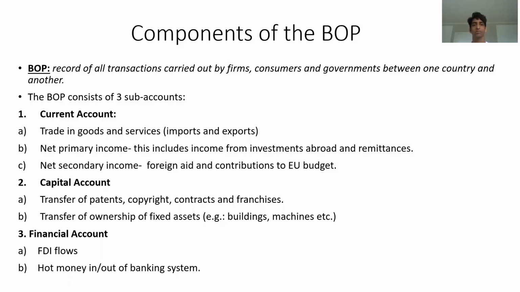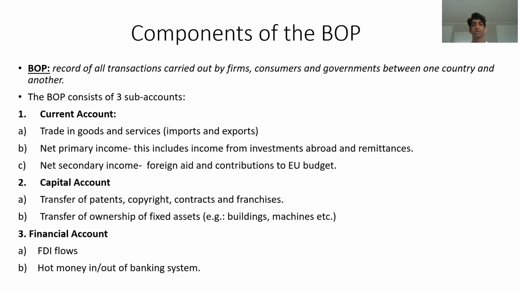Next, it also includes the primary income. So that's basically your income that you get from investments abroad, as well as remittances received. So if you were to receive a remittance from somebody abroad into the UK, that would be an inflow into the UK's current account. In addition, let's say you're a British investor and you have investments in, let's say, Asian markets, and those Asian investments yield you dividend income or interest income. The income that you receive would be counted as an inflow of the current account.